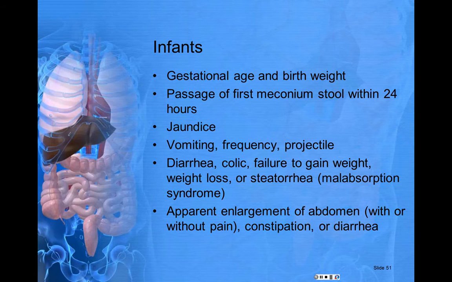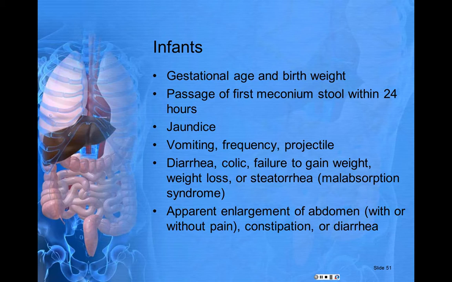In infants, it's important to ask the mom about the gestational age and birth weight, passage of first meconium stool within the first 24 hours, whether they had jaundice as an infant. Ask about whether they're having vomiting, and if so, is it projectile-like? How frequent is it? Do they have colic? Is there any diarrhea? Are they having problems putting on weight, like failure to thrive, failure to gain weight? Are they losing weight? Are they having fatty looking stools, which is called steatorrhea, a sign of malabsorption?